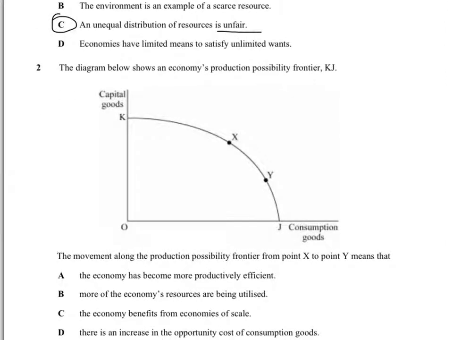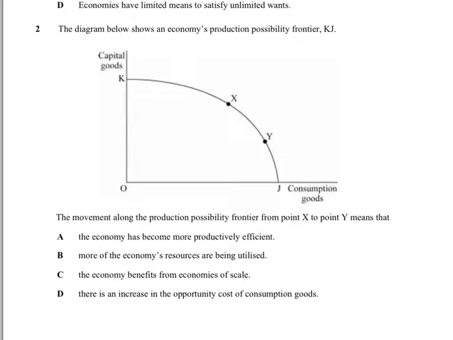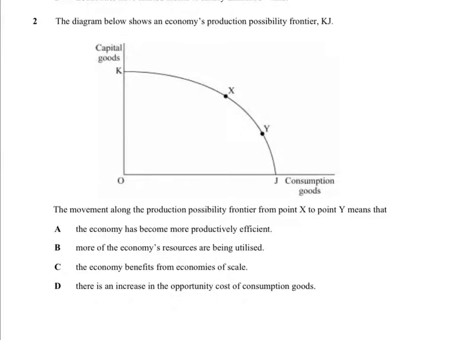Moving on quickly to question 2, PPF, and because it's a curve, one thing a curve suggests is increasing opportunity cost. We're moving from X to Y, basically going through the options, which is the other way of doing a multiple choice question. Goods economies become more productively efficient? Well, we're at maximum efficiency here, so in the static sense, there's no way we can increase efficiency. And more resources are being utilised? Again, full employment on the curve, it's Pareto optimum. Economies of scale is a long-run concept that really doesn't come into the PPF diagram.